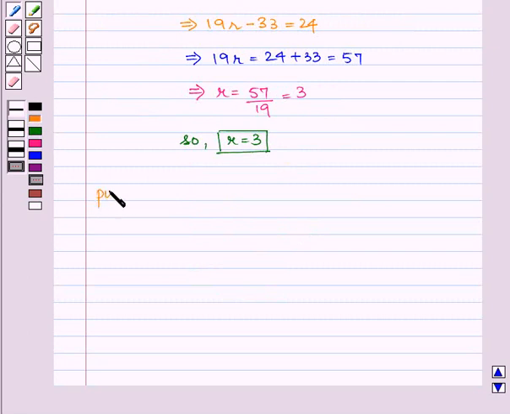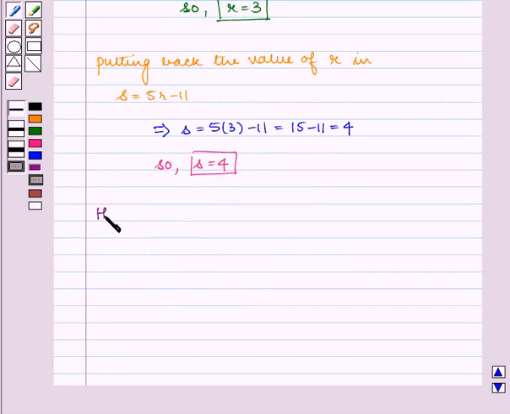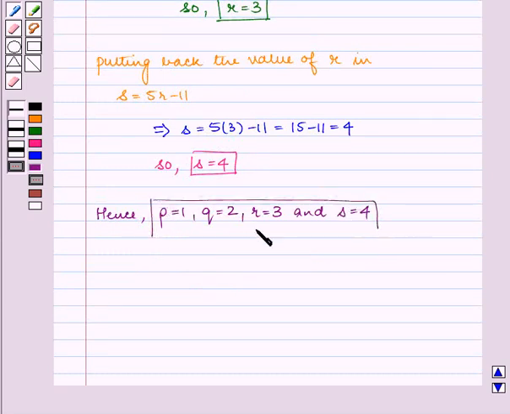Putting back the value of R in S is equal to 5R minus 11, we have S is equal to 5 into 3 minus 11, which is equal to 15 minus 11, that is 4. So S is equal to 4. Hence we obtain P equal to 1, Q equal to 2, R is equal to 3, and S equal to 4, which is our answer.